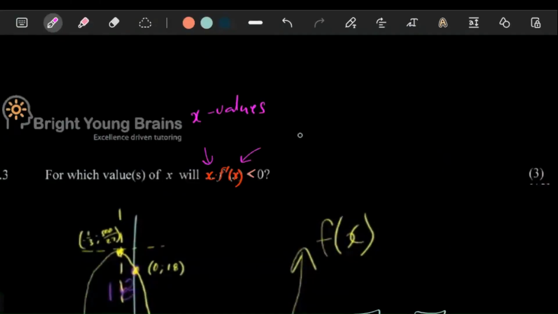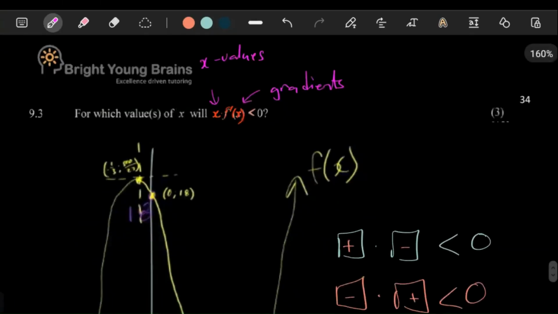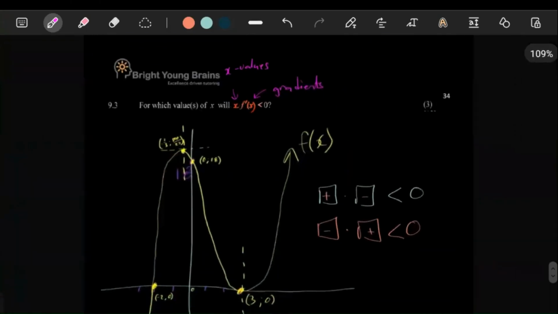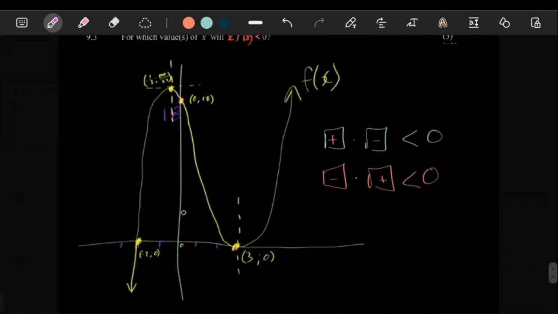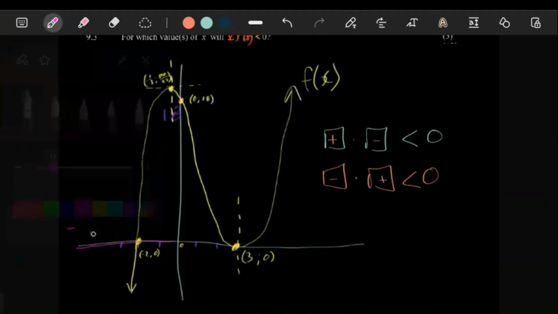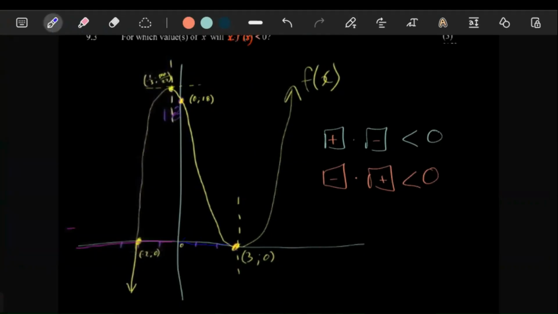And then this is referring to gradients. There we go. So the big idea is the following. This is what you now need to do. It says, for which values of x will this be smaller than 0? So the idea is we can see here on this left side you have negative x values. On this right side here you have positive x values.